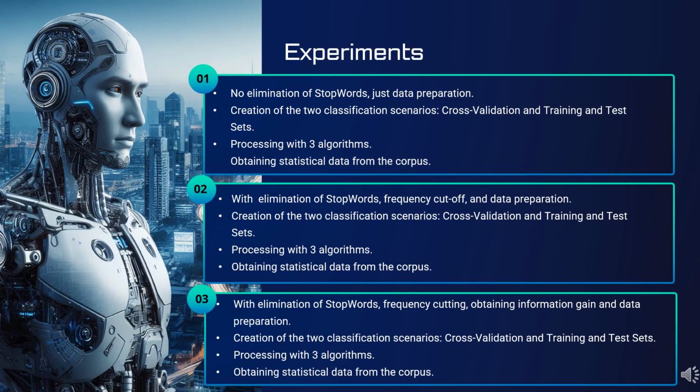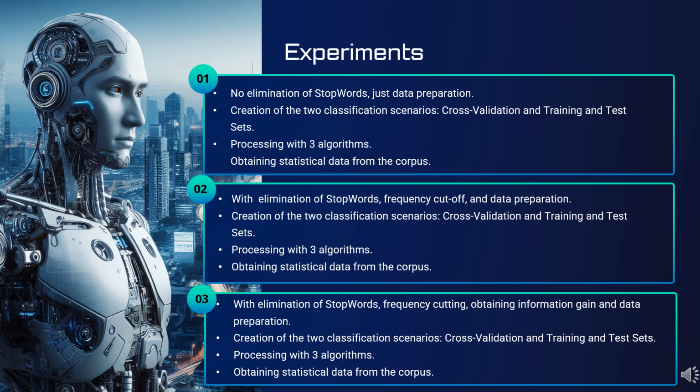To carry out the methodology, 3 experiments were created. The first of them is generally known as baseline. This experiment is carried out in order to observe how the data behave in a crude way. For this, all the existing words in the corpus were taken into account. That is, there was no elimination of stop words. Only the data was prepared to be read in the processing stage. That is, the conversion from lowercase to uppercase was applied and tokenization was performed.